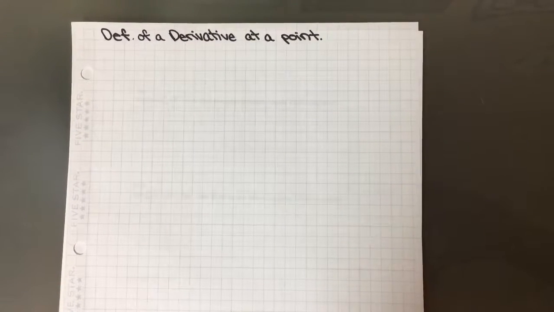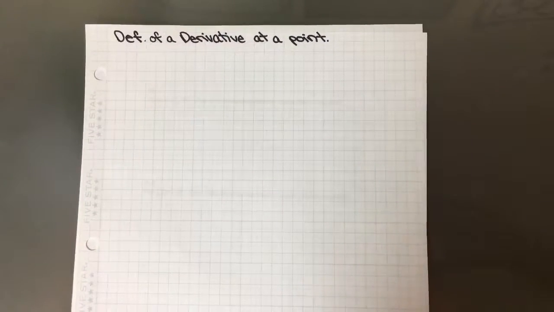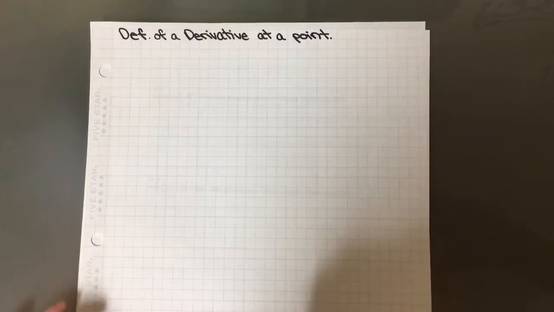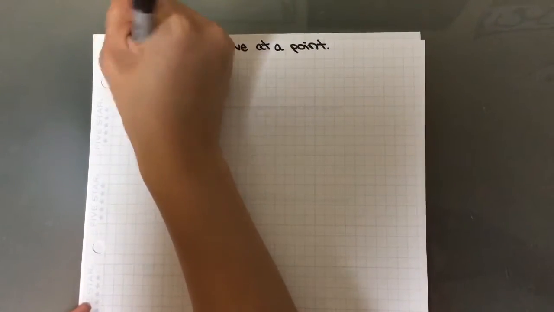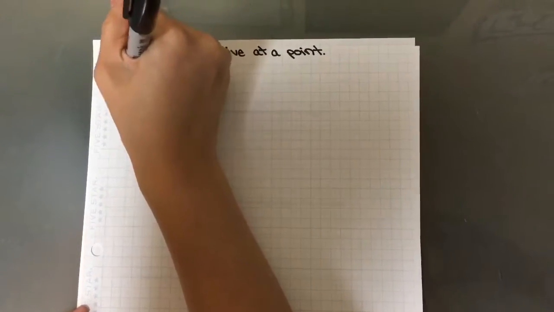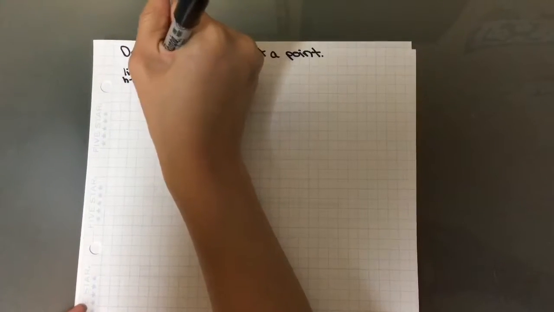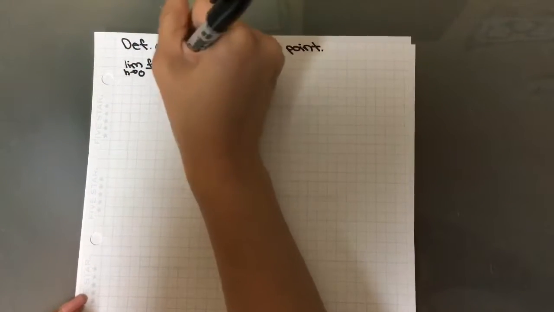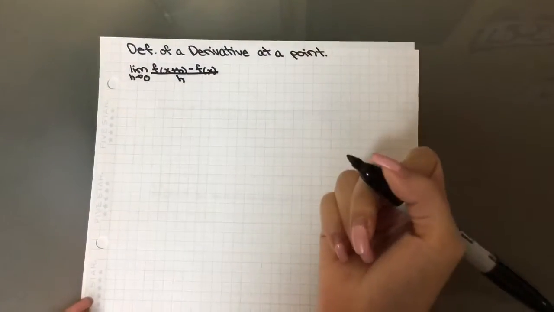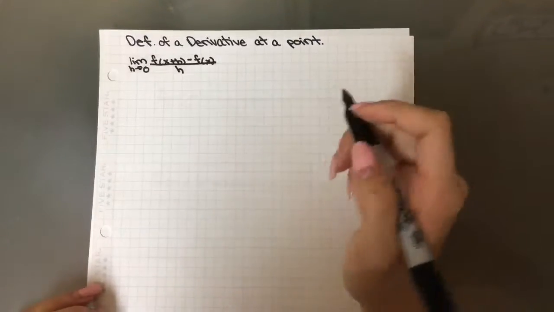We're going to start this video by going over the definition of a derivative at a point. The formula for the definition of a derivative at a point is the limit, as h approaches 0, of f of x plus h minus f of x, all over h. And so we're going to go over an example.